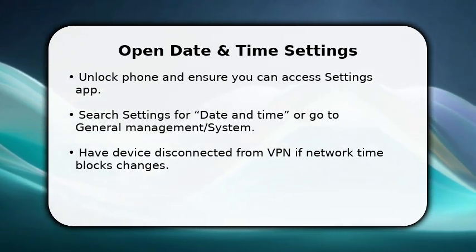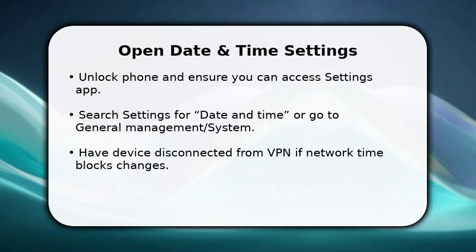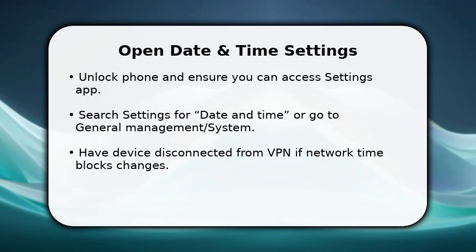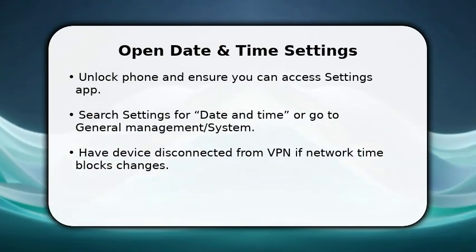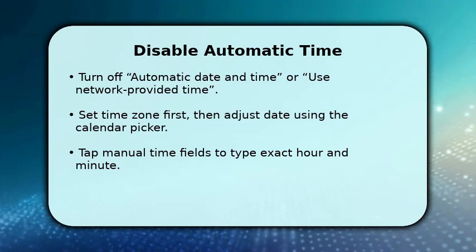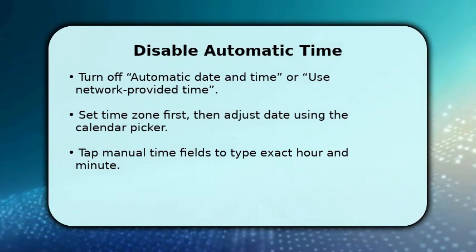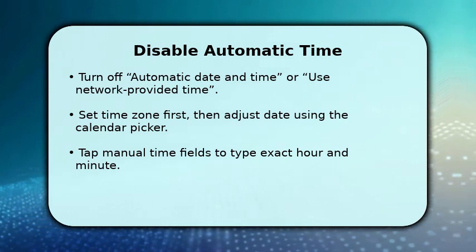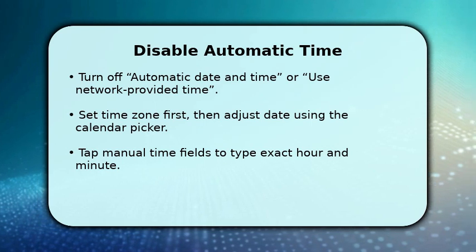Now tap the date and time entry to open the controls. You're about to switch the phone from automatic network time to manual so you can make precise changes. You must disable automatic date and time so manual entries stick. Once done, switch off any use network-provided time, and then set the correct time zone before changing the date.